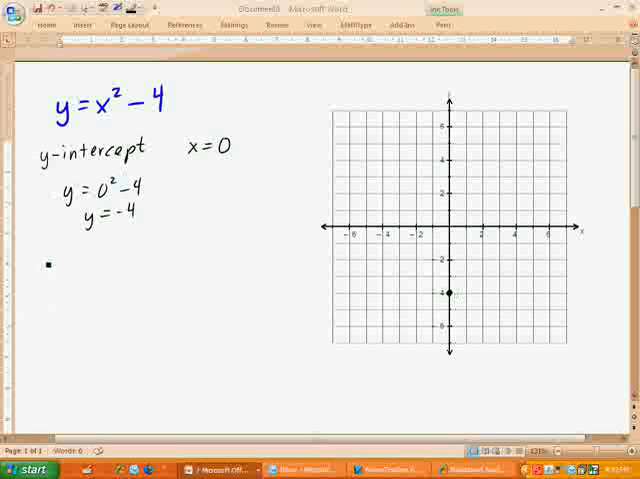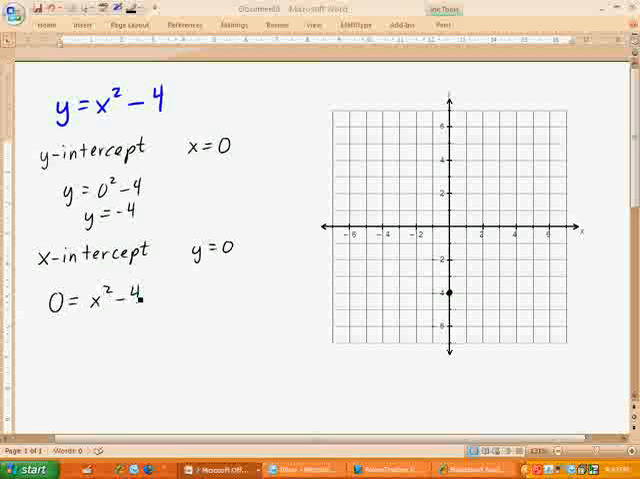We're going to find now the x-intercept. Now to get the x-intercept, we're going to make y equal to 0. So we're going to go back to our original equation. We're going to say 0 equals x squared minus 4.